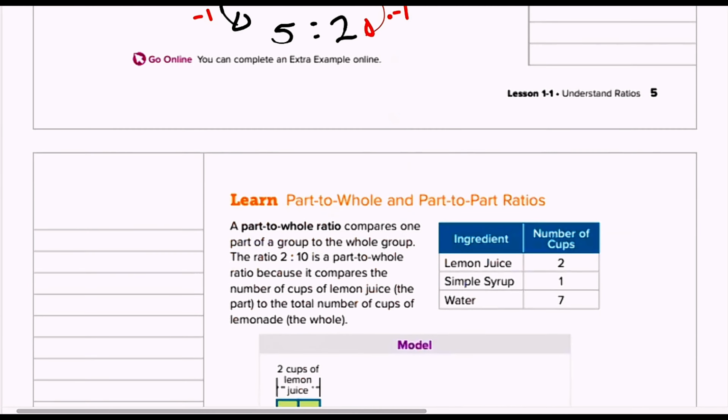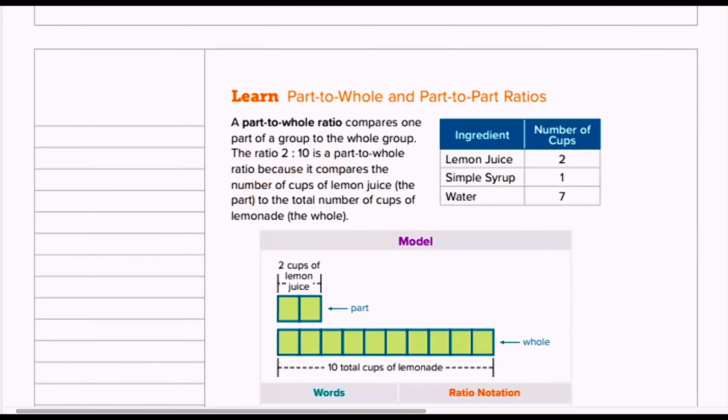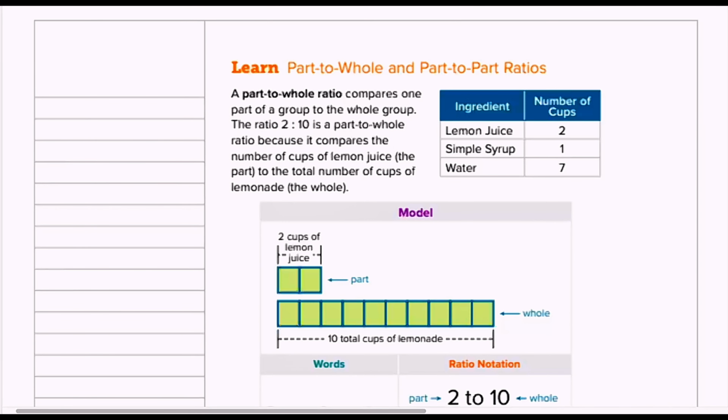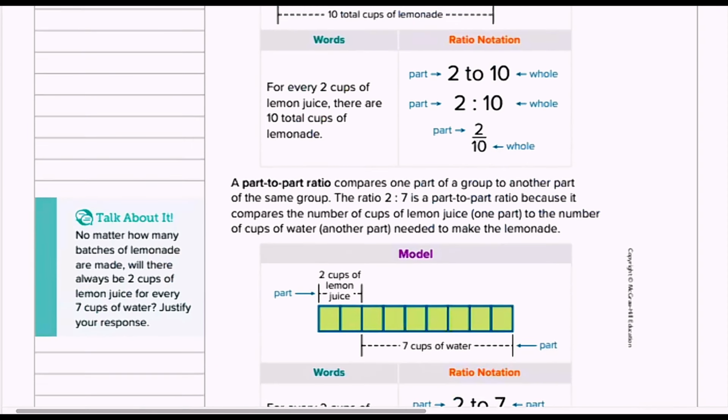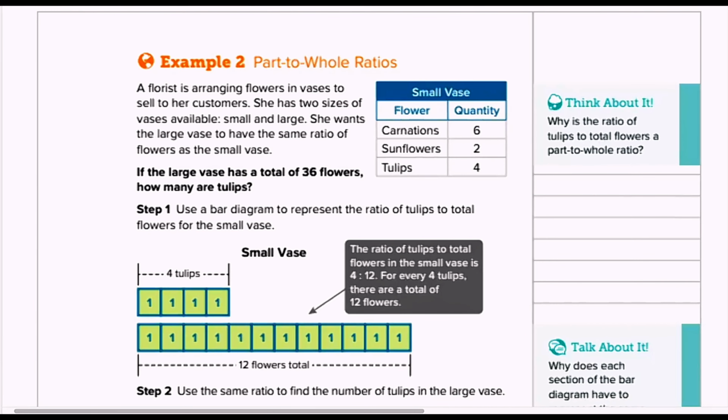Okay, the question now, and here we have the same idea on that question on page 5. Do we have different types of ratios, or are all of the ratios the same? No, we have two types of ratios: part to whole ratio and part to part ratio. If you look at page 7, we have the first type of ratios, which is part to whole ratio.